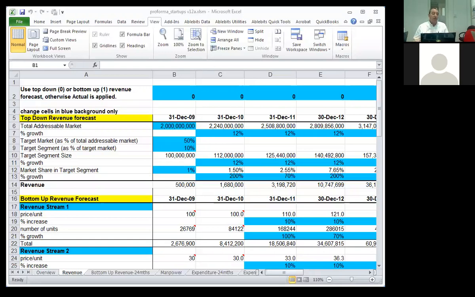And defensibility is what we're looking for here. So let's look at top-down first. So we see top-down. In order to estimate our top-down revenue, we start with our total addressable market.